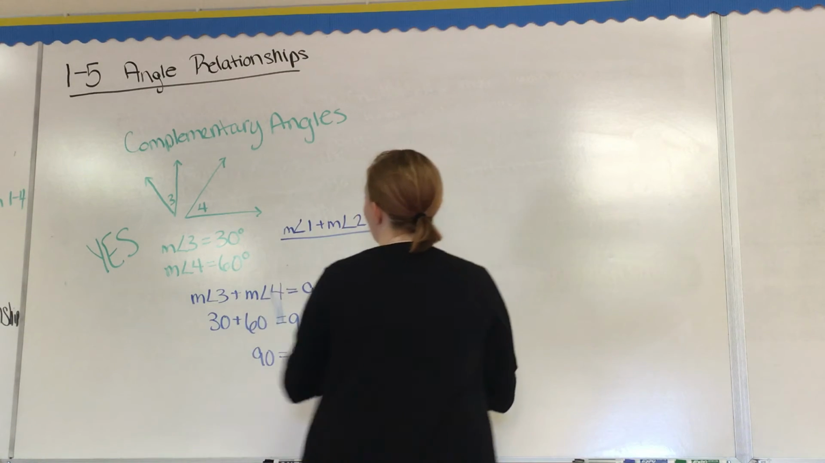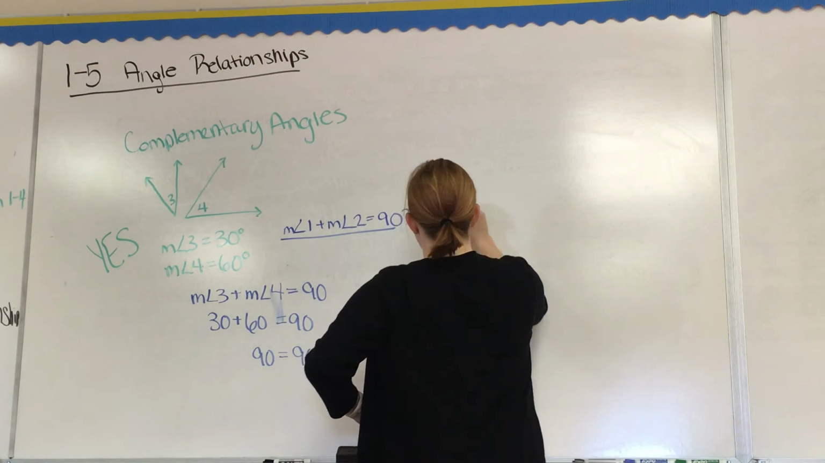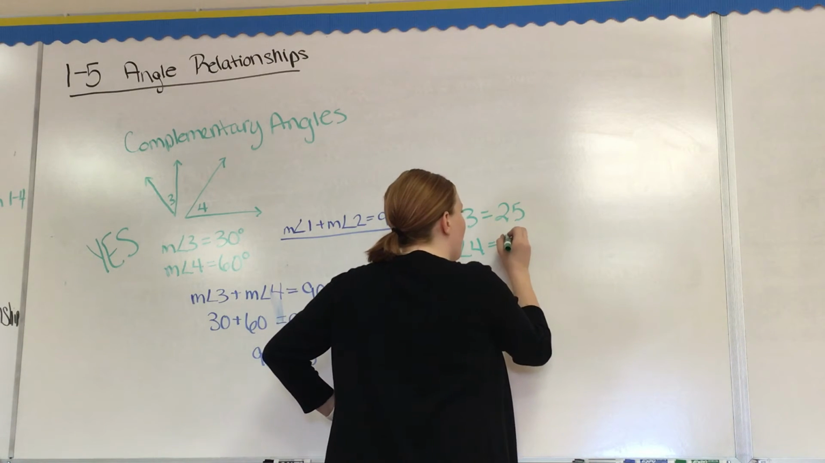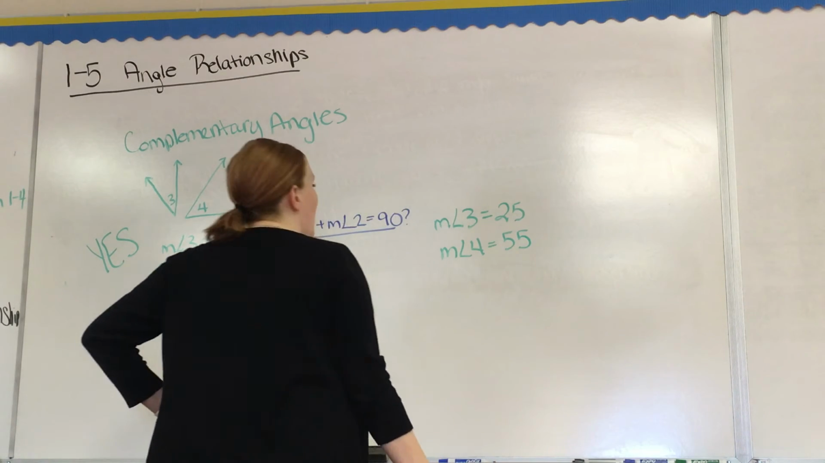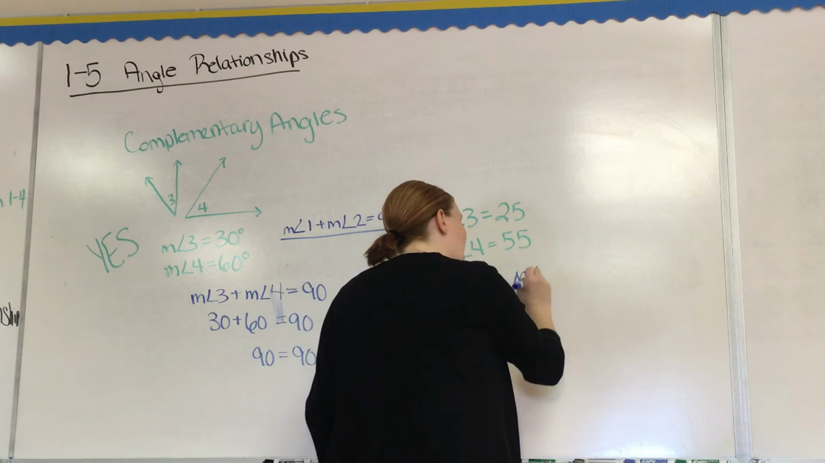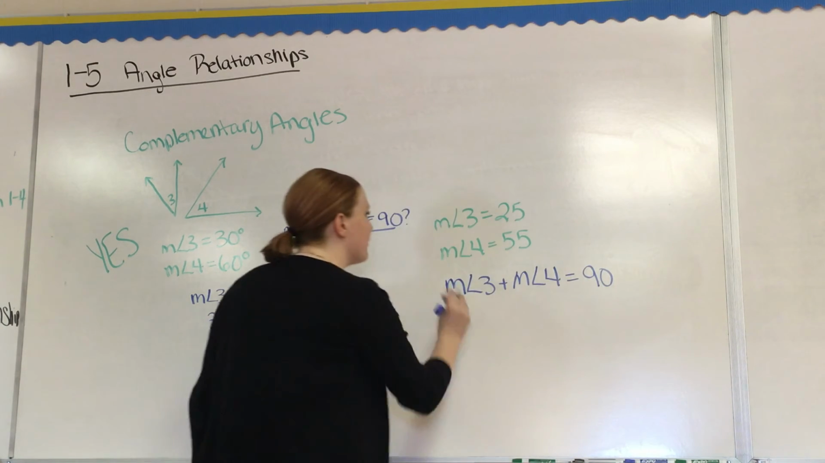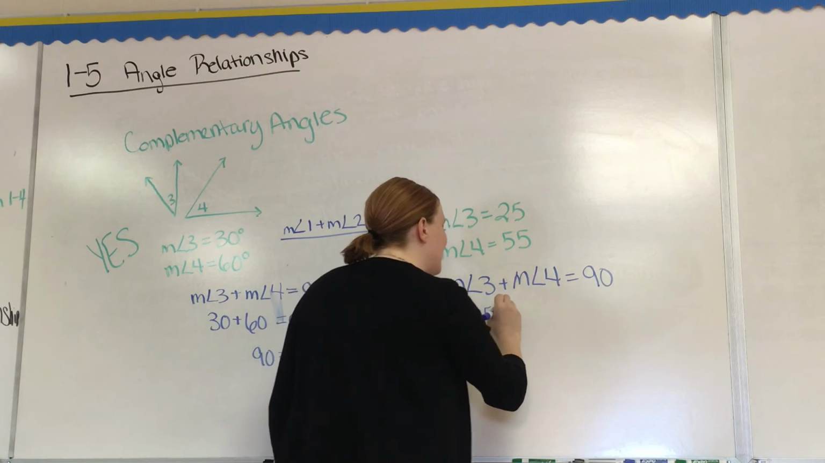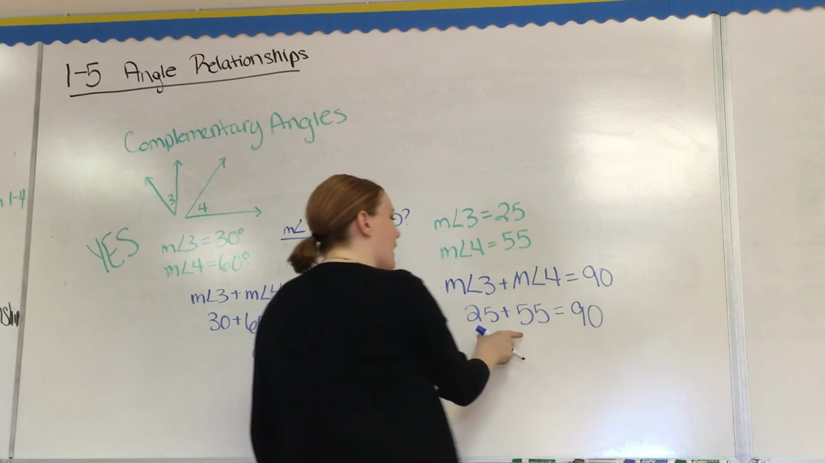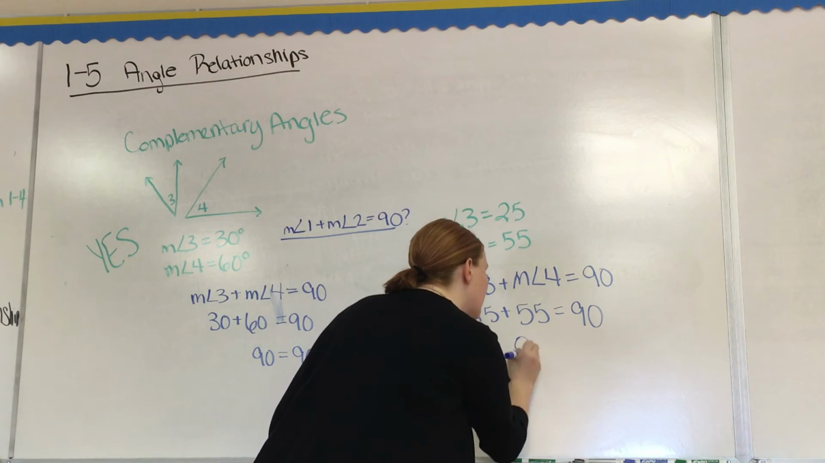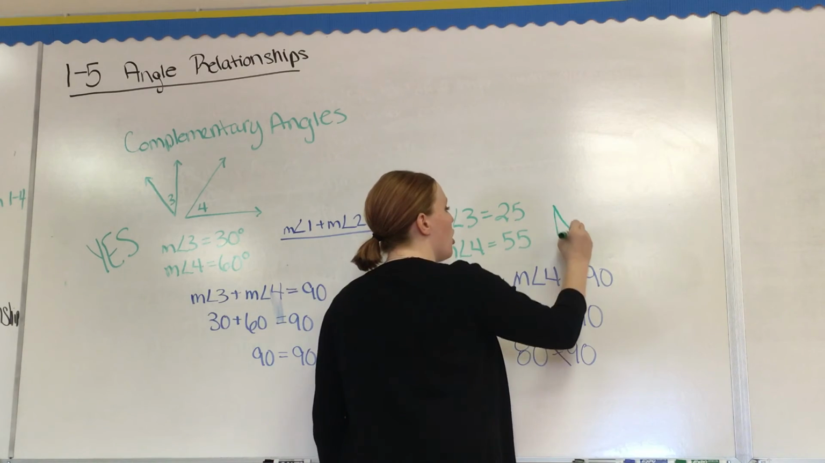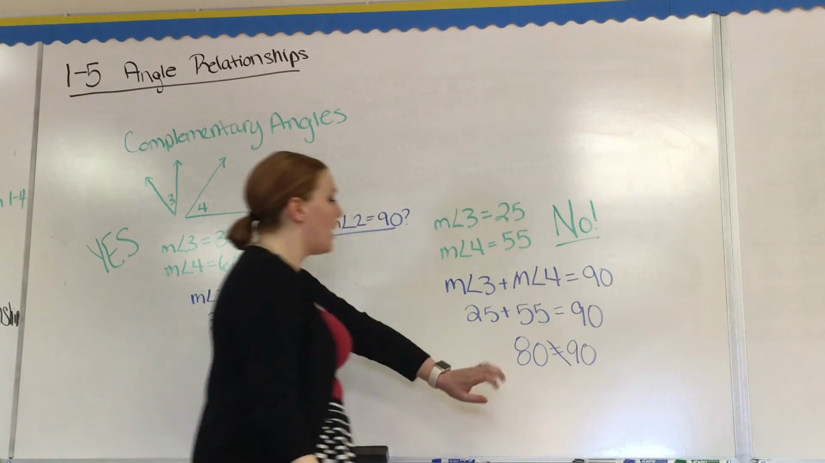What if I change the measure of angle 3? So the measure of angle 3 is now 25, and the measure of angle 4 is now 55. So the measure of angle 3 plus the measure of angle 4 equals 90 is what we're hoping for. 25 plus 55 equals 90. Is this a true statement? Let's add it up. We get 80 on this side equals 90. That is not a true statement, so this is a no. These are not complementary, because 80 does not equal 90.